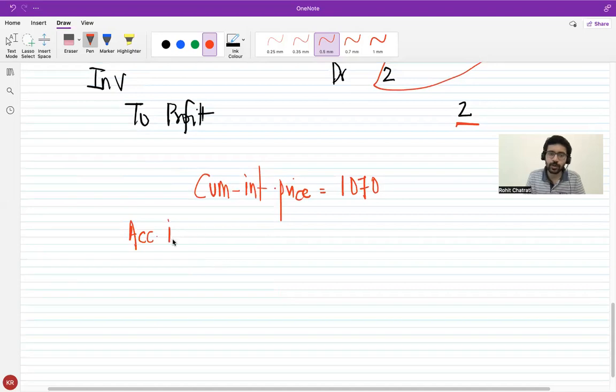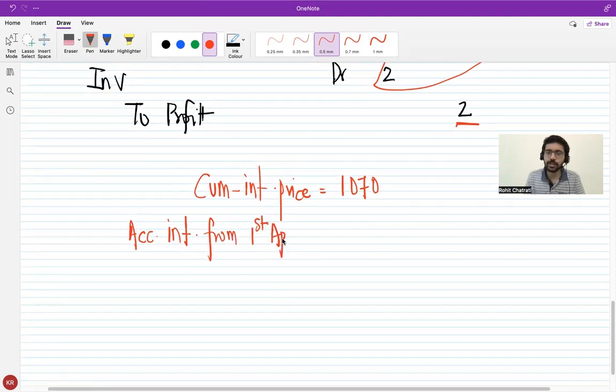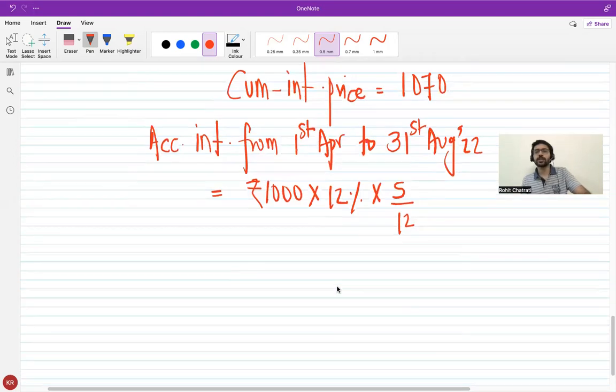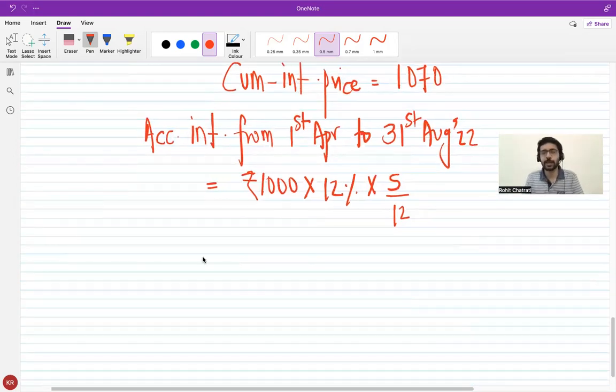First, let's calculate the accrued interest from the previous payment date up to the date of purchase, which is from 1st April 22 till 31st of August 2022, because I've purchased the bond on 1st of September. Therefore, we are calculating accrued interest for this period, which happens to be rupees 1000 multiplied by 12% per annum multiplied by 5 by 12, because there are 5 months between 1st April to 31st of August. So 1000 multiplied by 12% multiplied by 5 by 12 is equal to rupees 50.